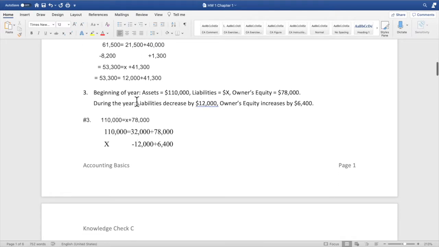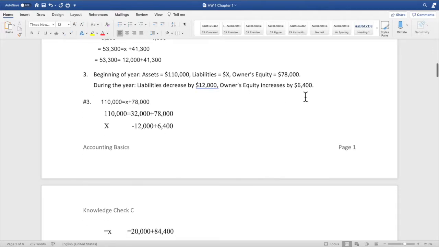Number 3, beginning of year, assets equal $110,000, liabilities are unknown, and owner's equity is $78,000. So during the year, liabilities decreased by $12,000, and owner's equity increased by $6,400. So we have $110,000 equals X plus $78,000. So we subtract the $78,000 from the $110,000 to get our liabilities of $32,000.